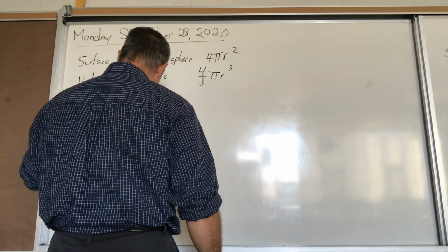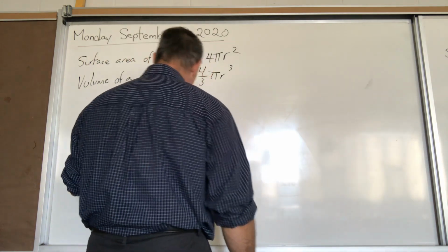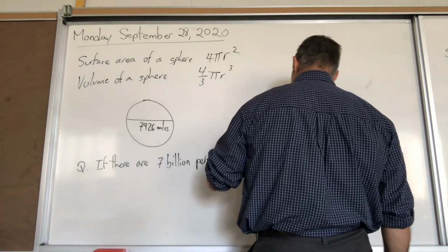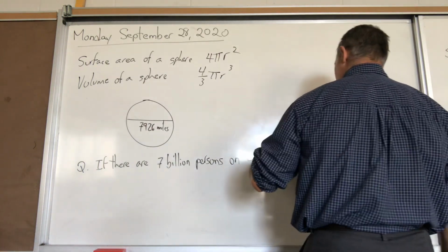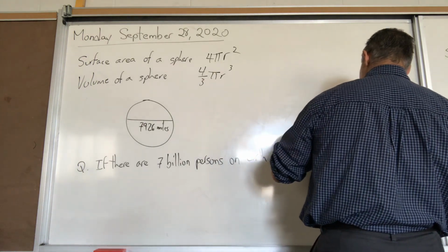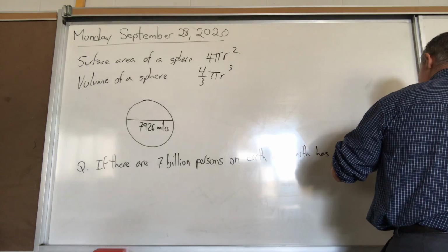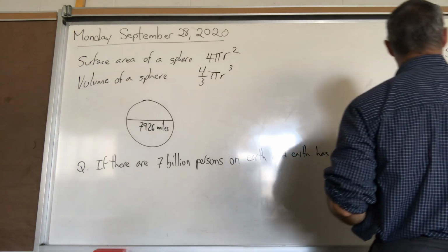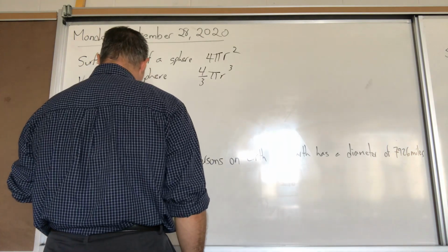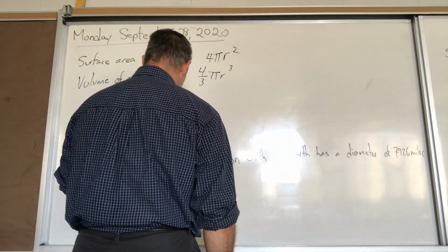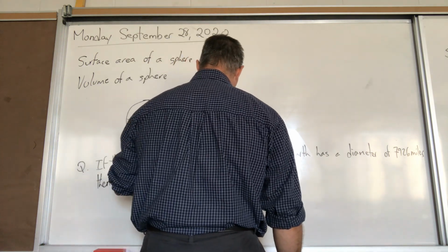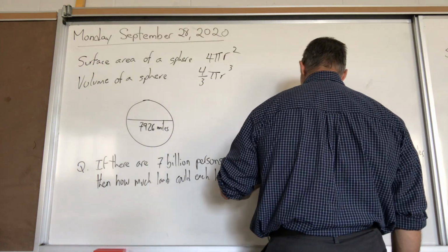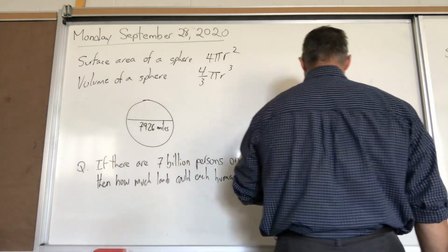If there are 7 billion people on Earth, and Earth has a diameter of 7,926 miles, then how much land could each human being own if it was evenly distributed?